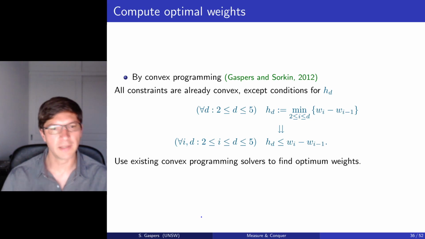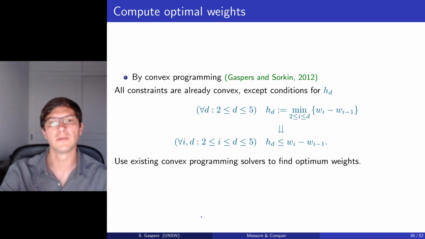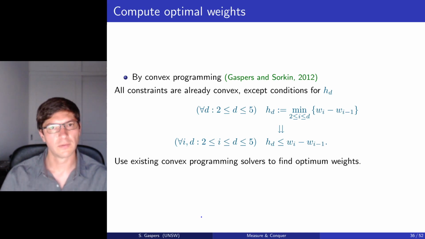So HD is the benefit that we get from reducing the degree of a vertex that has degree at most d by 1. And we can just say, okay, this benefit that we get is no more than omega I minus 1 for any possible value of I that makes sense. Okay, and then we can use an existing convex programming solver to find optimum weights.